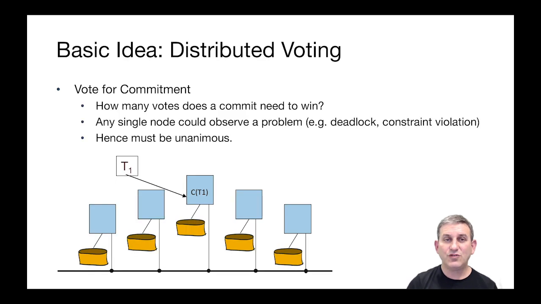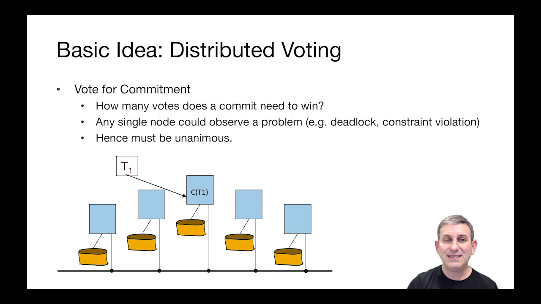The basic idea of distributed commit is going to be voting. And in fact, most distributed systems protocols boil down one way or another to some kind of voting. In our case, we're voting to commit or abort transactions. How many votes do we need for a commit to win? If we're going to have a vote on whether to commit, how many yes votes do we need to commit, and how many no votes would prevent us from committing?